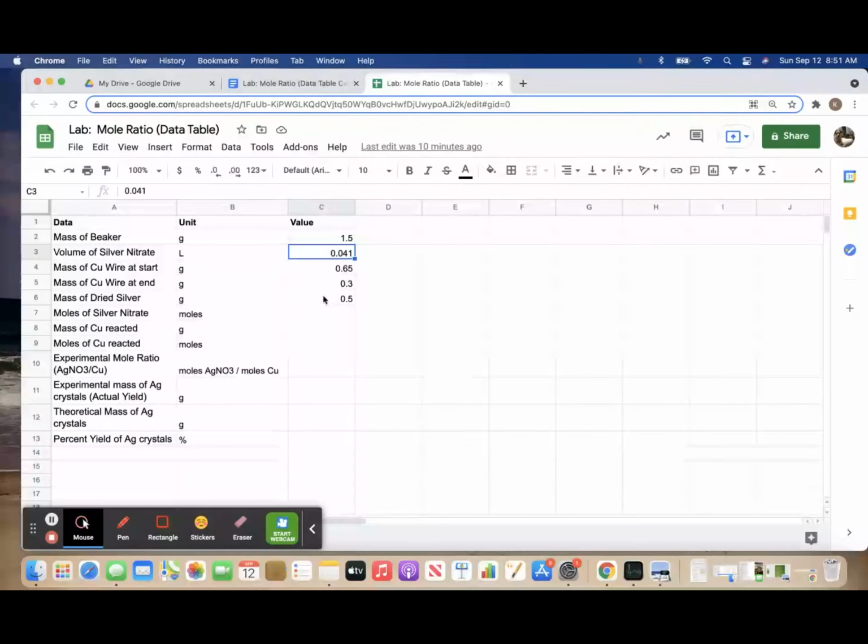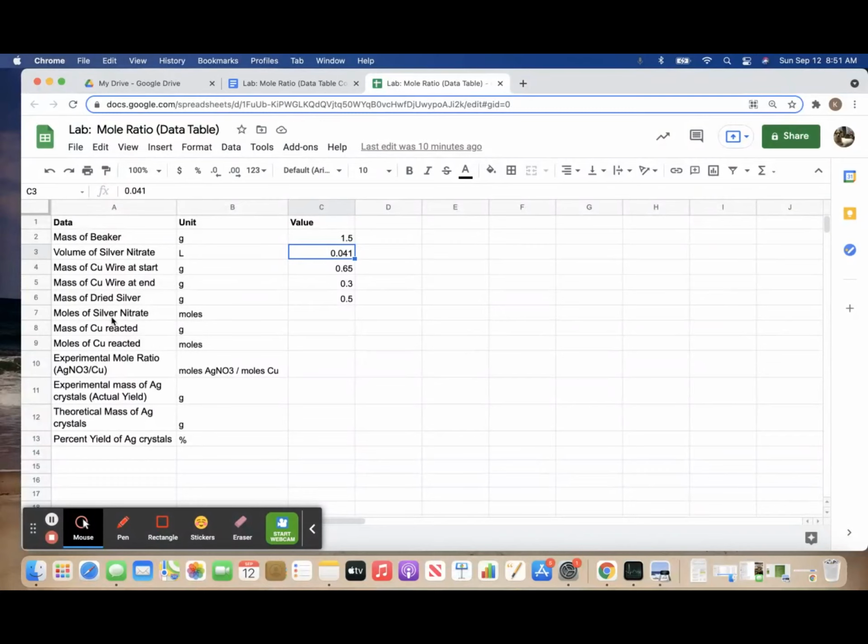So then I just made up data for our lab. This isn't anything real. One thing I will say, the volume of silver nitrate, make sure you put it in liters. We measured it out in milliliters, but put it in liters. But the rest of this is all just made up.